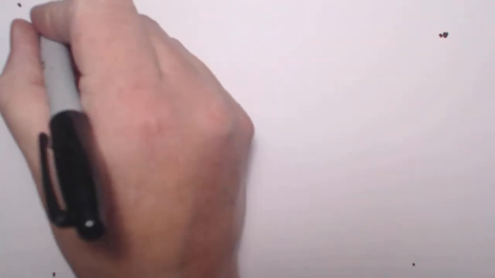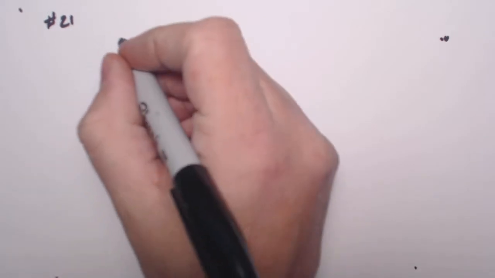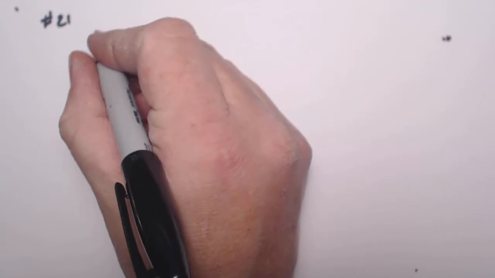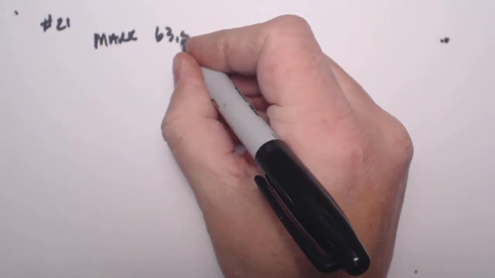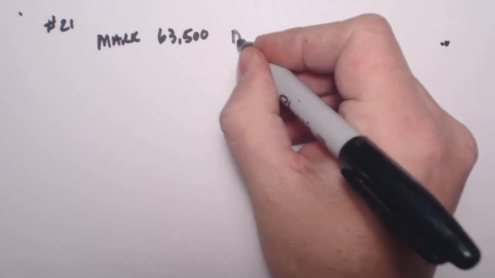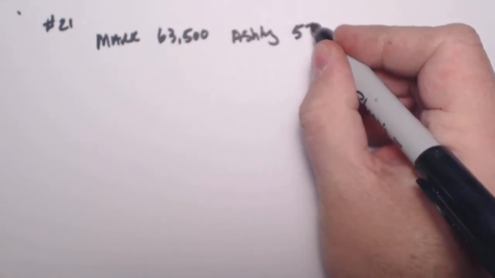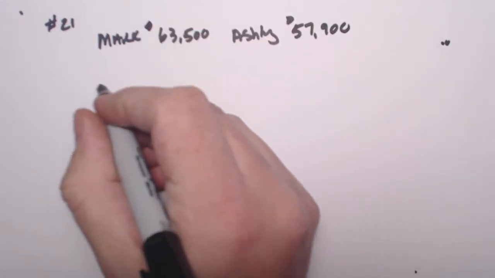We are looking at problem number 21 in the textbook. This is the Lindscomb family, and they had the following income. Let's see, so Mark earned $63,500, and Ashley, she earned $57,900. That's what they made in earnings.